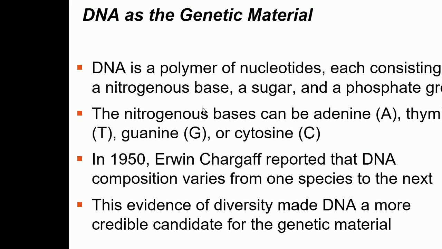So we already know what the structure of DNA is. We know that DNA is a polymer, and it is made of monomers called nucleotides, and every nucleotide has a pentose sugar, a nitrogenous base, and a phosphate group. So we have discussed all these things. We know that in DNA, the nitrogenous bases are adenine, thymine, guanine, and cytosine.